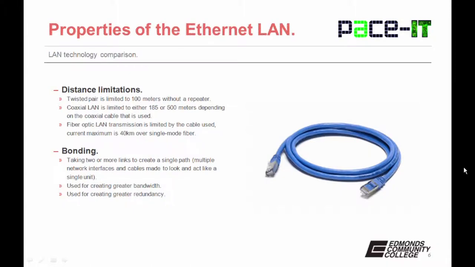Now let's introduce bonding. Bonding is taking two or more links to create a single path. That's using multiple network interfaces and cables and making them look and act like a single unit. You use bonding to create greater bandwidth. You also use bonding to create greater redundancy. It's kind of a fail-safe in case one of the interfaces or cables goes bad.